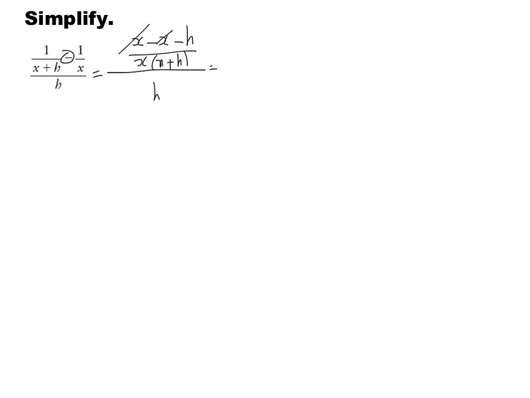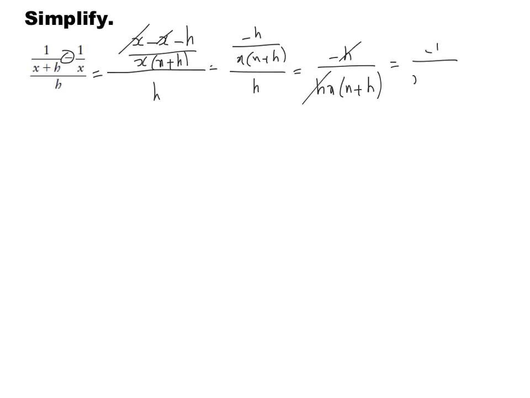Now negative x and x cancel out, so you get negative h over x times x plus h, all over h. Now this one is the same as negative h over h x times x plus h. Now h is cancelled out, so you get negative 1 over x times x plus h.